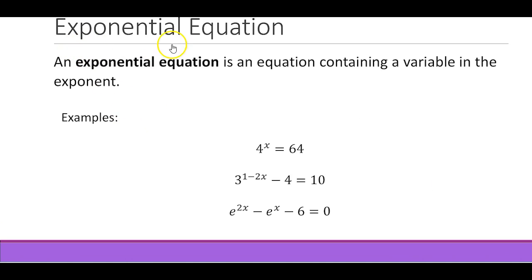Now let's go ahead and talk about exponential equations. An exponential equation is an equation containing a variable in the exponent. So here are some examples. Something as simple as 4 to the x equals 64 is an exponential equation. We can also have 3 to the quantity 1 minus 2x, minus 4 equals 10. Or e to the 2x minus e to the x minus 6 equals 0. So in this last one, I have two different exponential terms with an x in the exponent.